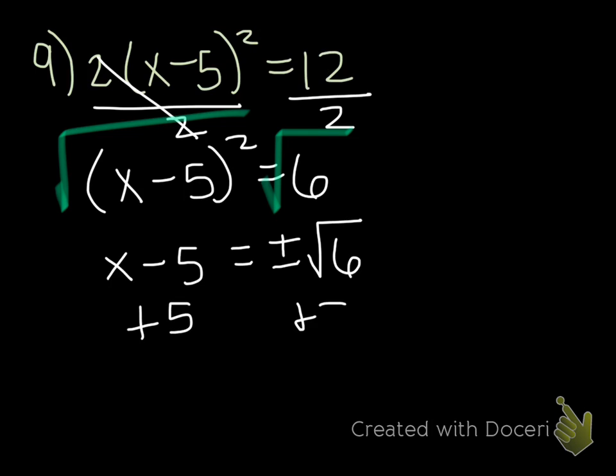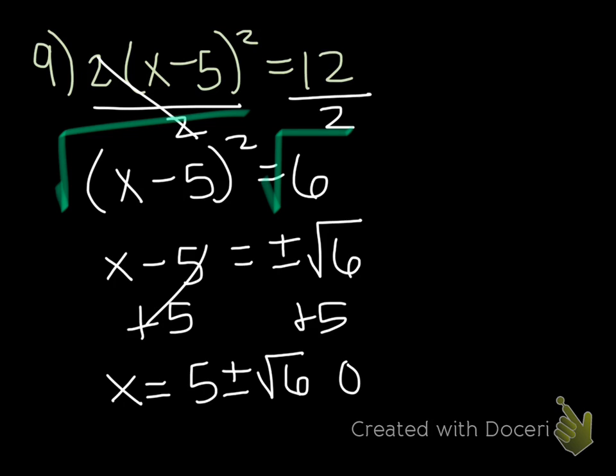And the last thing I need to do is add the 5 over. So I get x equals 5 plus or minus the square root of 6. The other way you could write it is plus or minus the square root of 6 plus 5. So I don't care either way how you write it, just make sure the plus or minus is on the square root of the 6. And that's all for today.